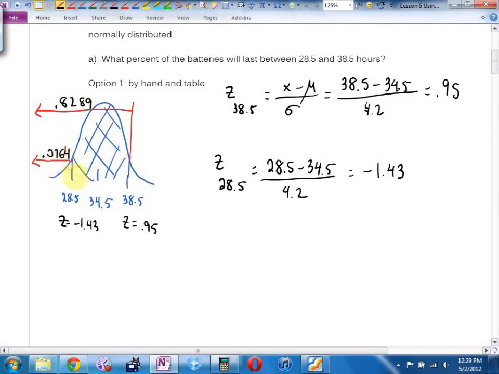0.0764. Is that right, folks? Okay. So the probability that the battery X is between 28.5 and 38.5 less than. Remember, that's how we write an in-between statement. How can I use these two numbers to figure out the area in the middle? Subtract bigger minus smaller.